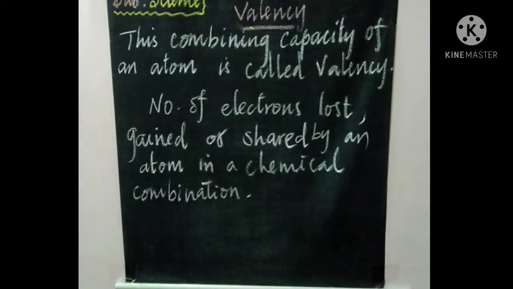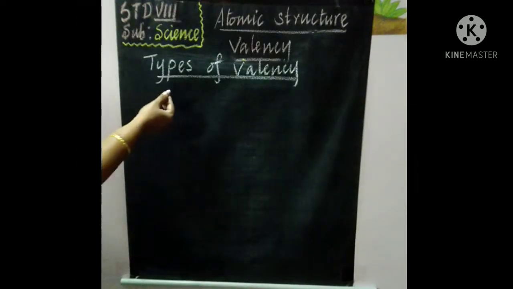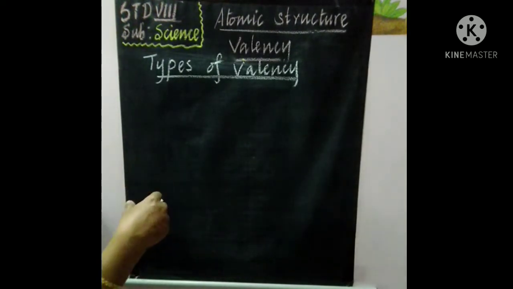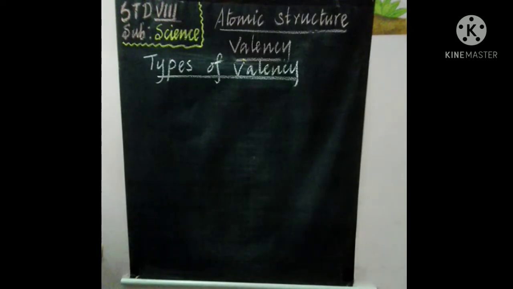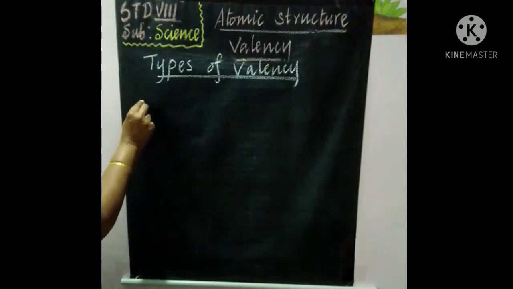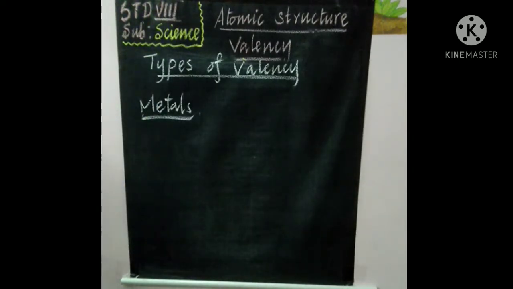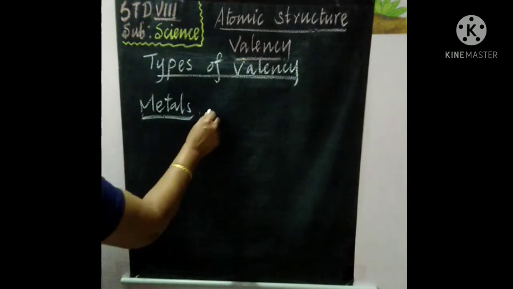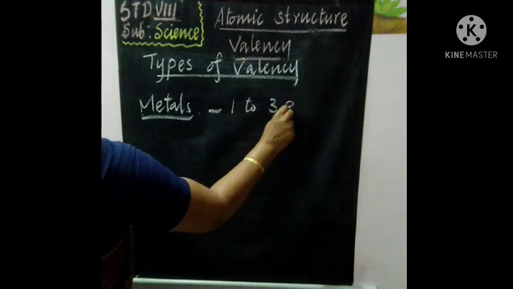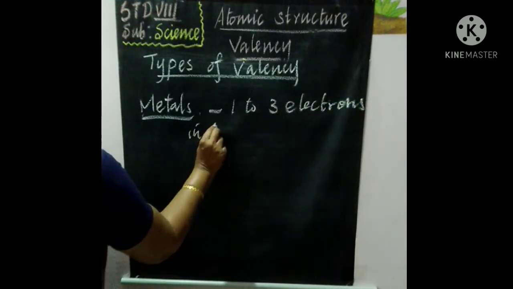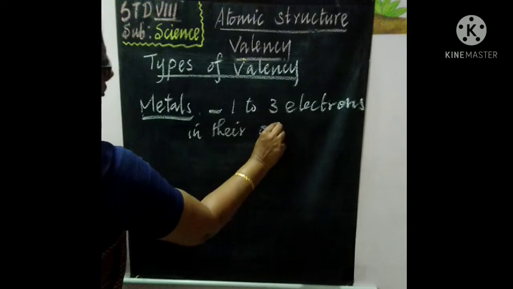Now we will see the types of valency. In order to understand valency in a better way, it can be explained in two ways depending upon the number of electrons an atom gains or loses. First we will see the metals. Atoms of all metals will have 1, 2, or 3 electrons in their outermost orbit.